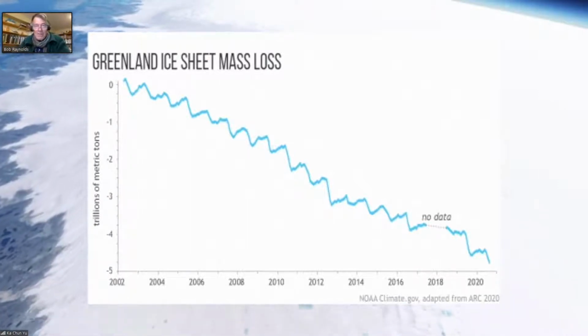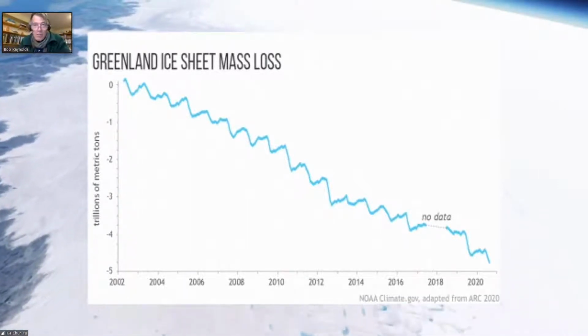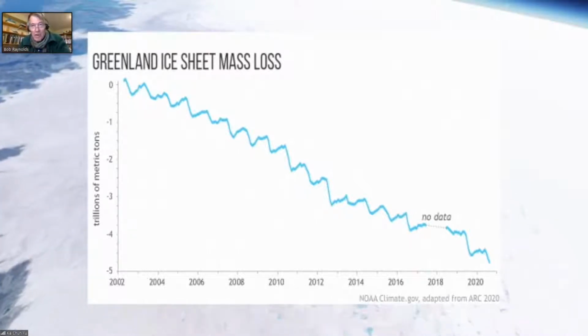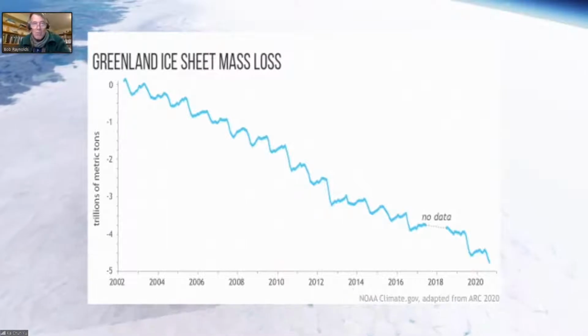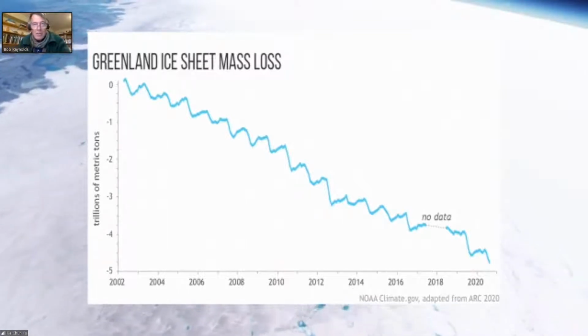And you see it slows down in the winter and speeds up in the summer. So there's sort of a cyclical pattern there. But this is a clear manifestation of the fact that it's getting warmer and Greenland is losing its ice.